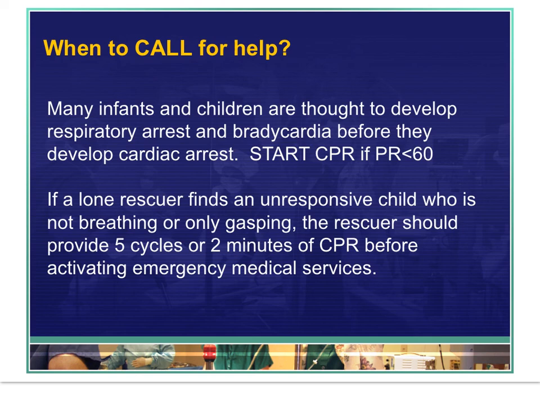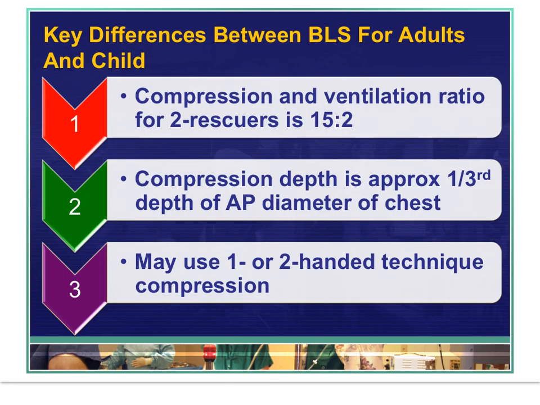And if a lone rescuer finds an unresponsive child who is not breathing and only gasping, at this moment you should be providing 5 cycles of 2 minutes of CPR. So if we look at the basic life support for an adult and for a child, the compression and ventilation ratio for 2 rescuers can be 15:2, but it's only for trained healthcare providers.